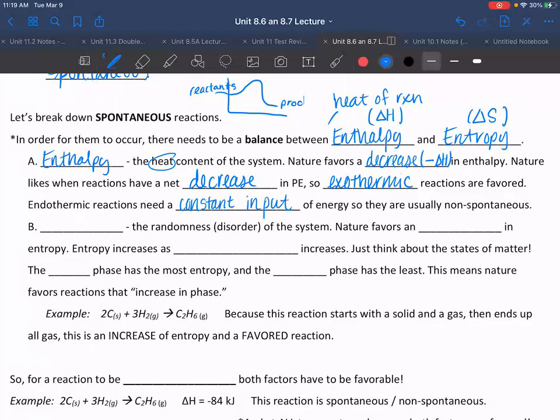Nature is like chemistry students. They don't want to have to put in more work than they need to. All right. Next term here, let's talk about entropy.